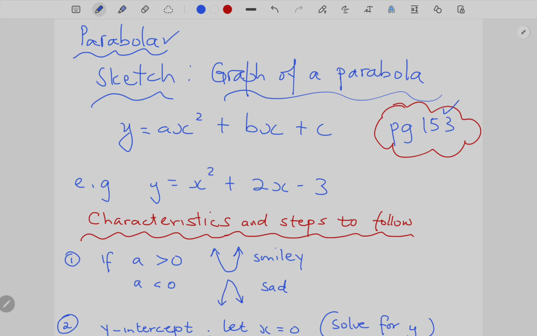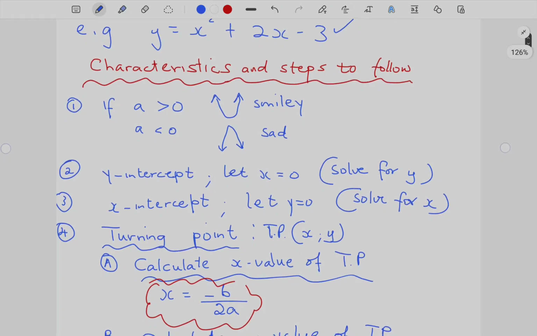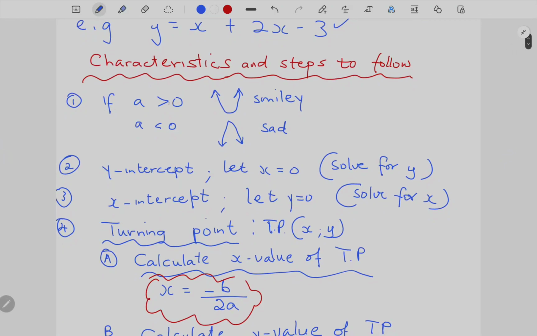For an example, you are given y = x² + 2x − 3. We need to sketch this graph. But before we can sketch this graph, there are characteristics and steps that we need to follow. If a is greater than 0, you will have a shape like this, we call it a smiley face. If a is greater than 0, it means a is positive. And if a is less than 0, it means a is negative. You're going to have a sad face.